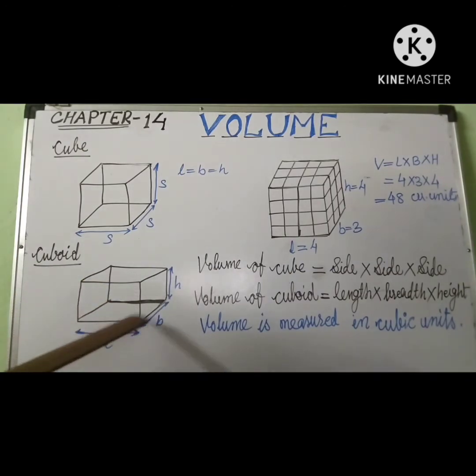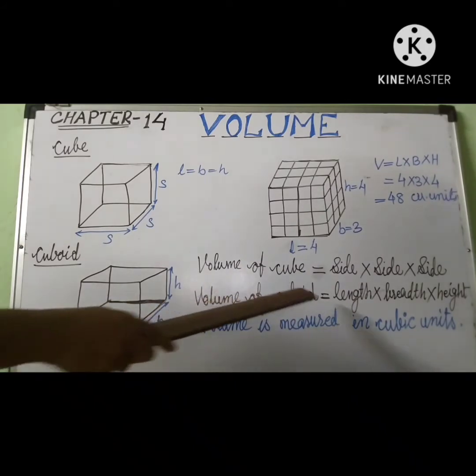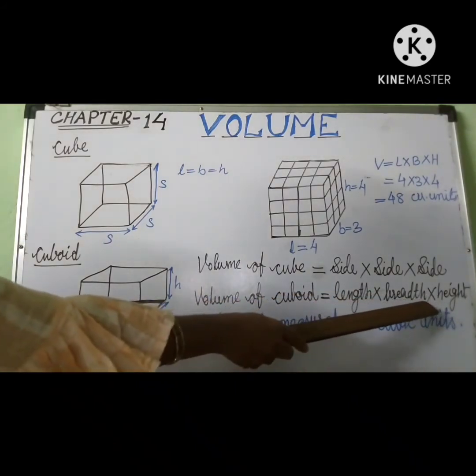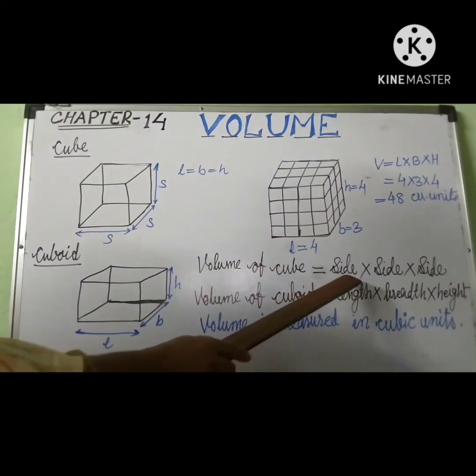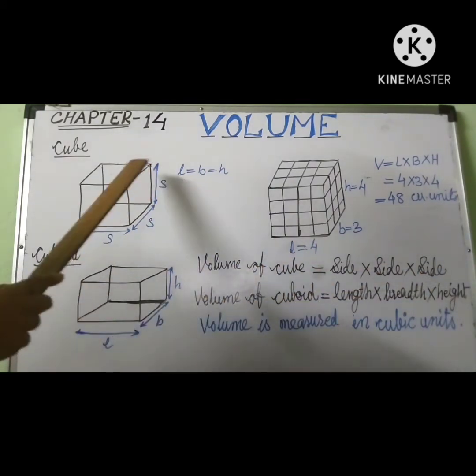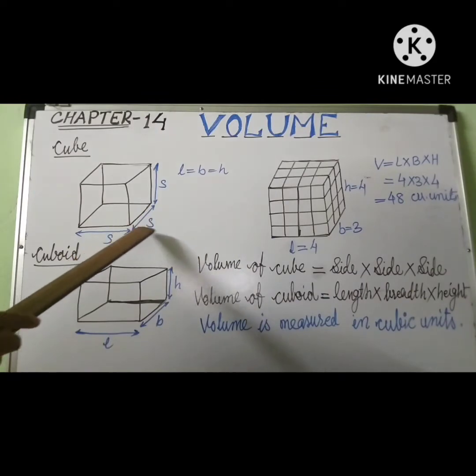Okay, so here all the 3 dimensions are different. So we can write volume of the cuboid as length into breadth into height. And volume of cube is side into side into side because all the 3 dimensions are sides here.